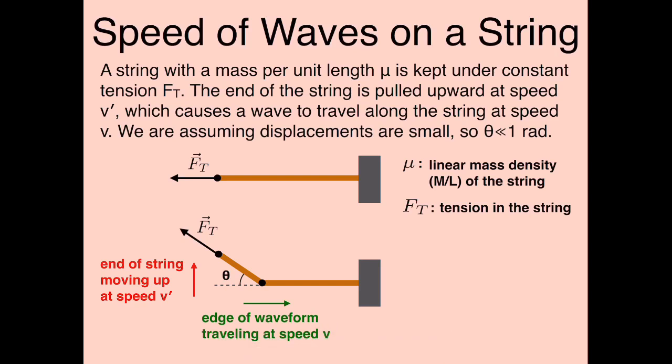So as we do this derivation, we're going to make an assumption that the displacements are small. What that means is if we look at this angle here, theta, that we create by pulling up on the string, we're going to assume that that's a very small angle. In other words, theta is a lot less than 1 radian. That's what we'll assume throughout this derivation.